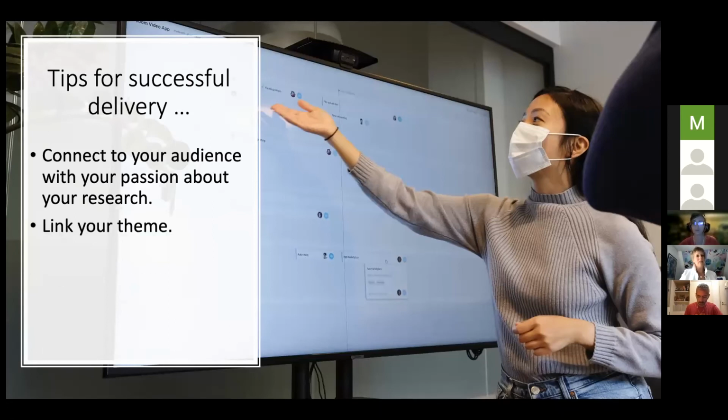You can always link your theme together. So in English, we use a lot of transition words. Make sure that you're connecting one point to the other. That's why I gave you some language to use for that, okay? Just make sure that you're doing that.